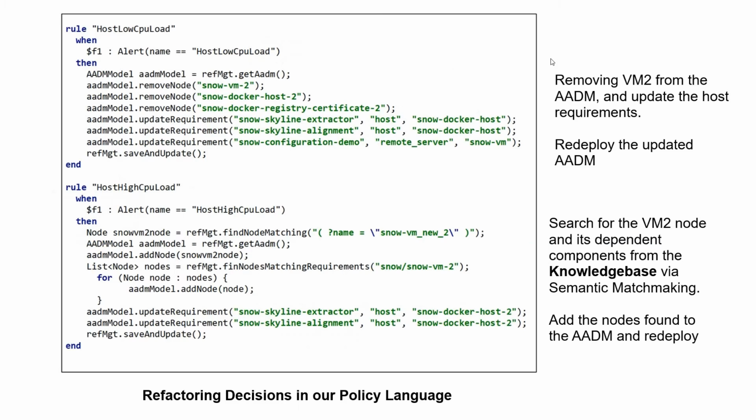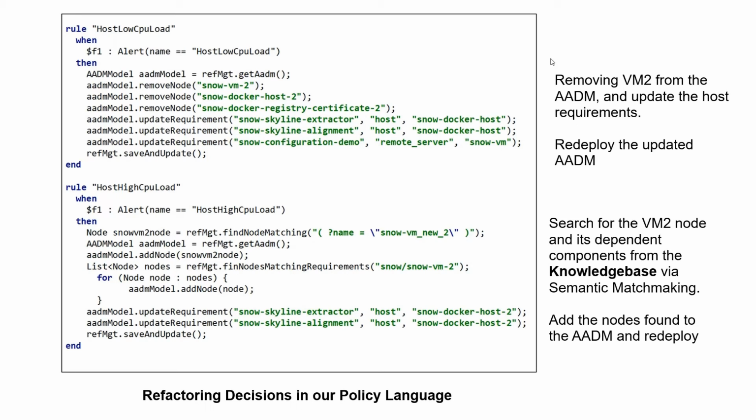Here, we show the refactoring decisions in our event-driven policy language. The first rule implements switching from the 2 nodes deployment to the 1 node deployment. The Snow VM2 and other relevant components are removed from the deployment model. The modified deployment model is enacted using the orchestrator API.